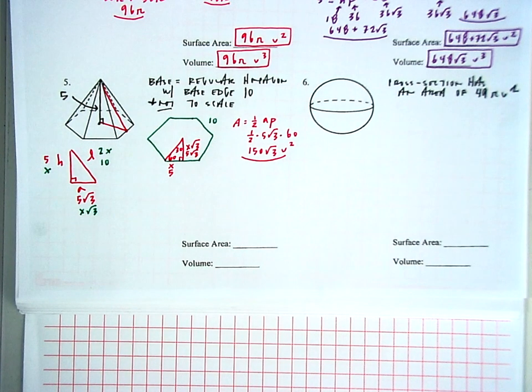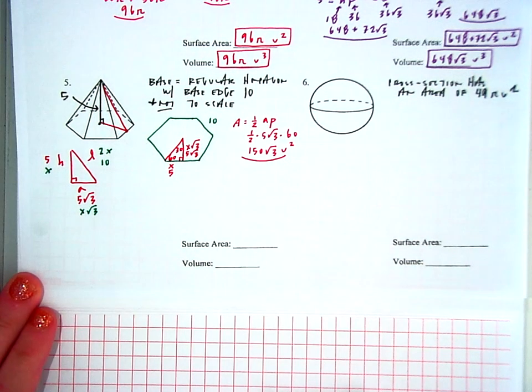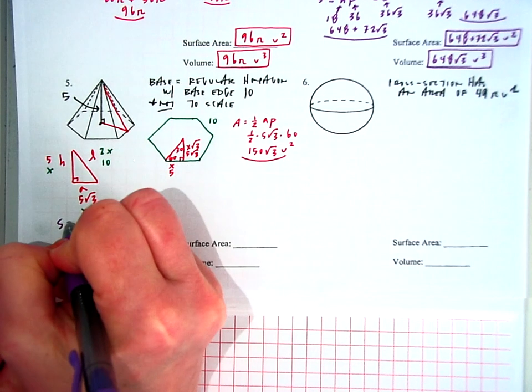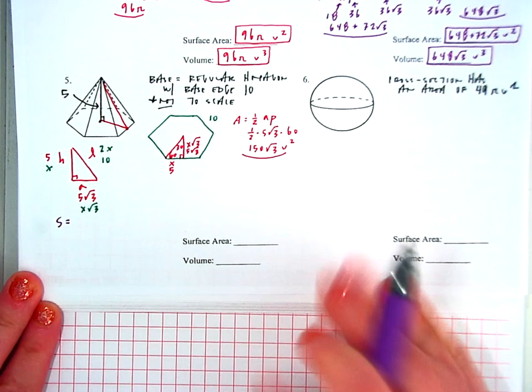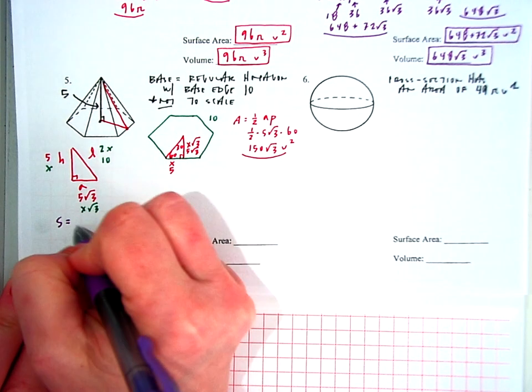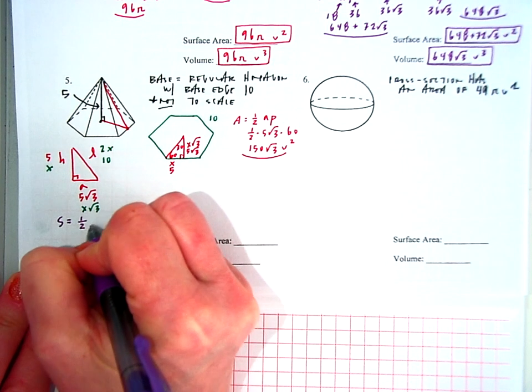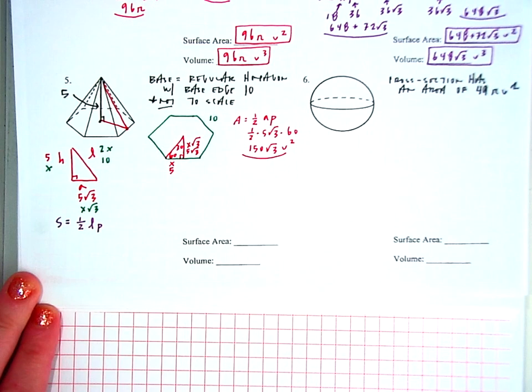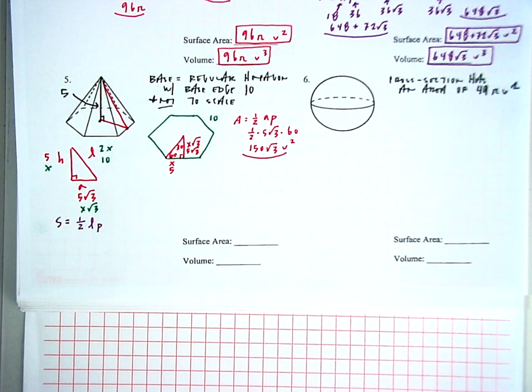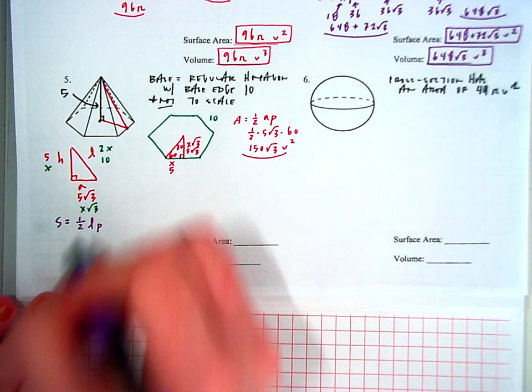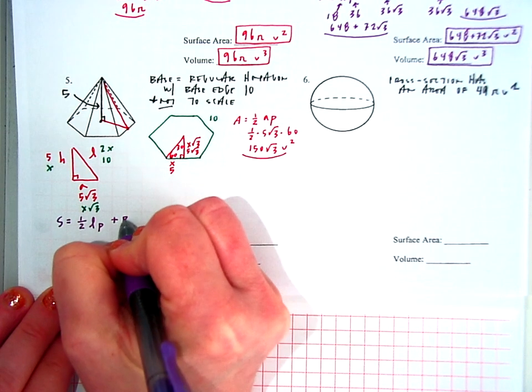So now I know everything that I need. I have my height, I have my apothem, I have my slant height, so now I'm going to get my surface area and my volume. So surface area I'll do down here. Here I know it's a pyramid, so I know it's going to be 1/2 the slant height times the perimeter. That takes care of all of those triangular lateral faces.